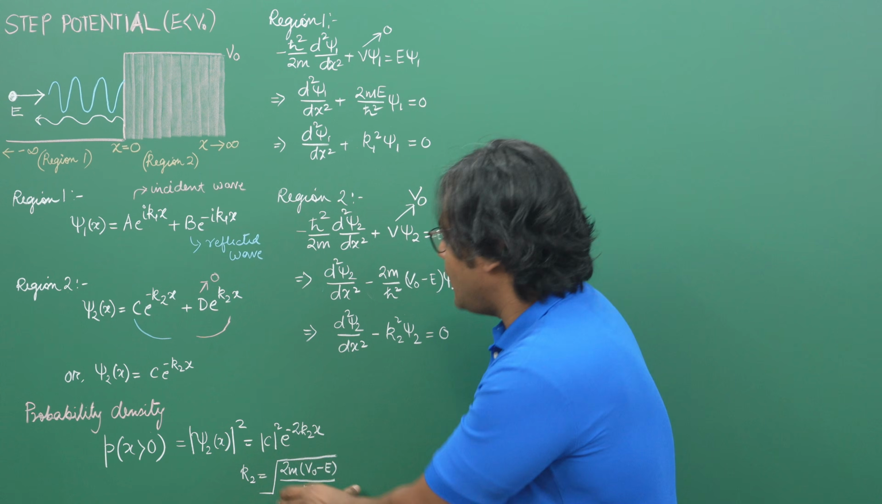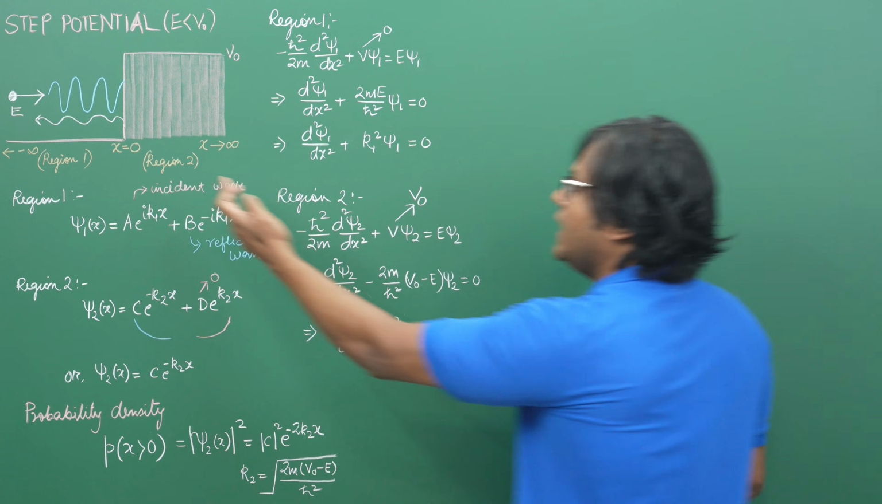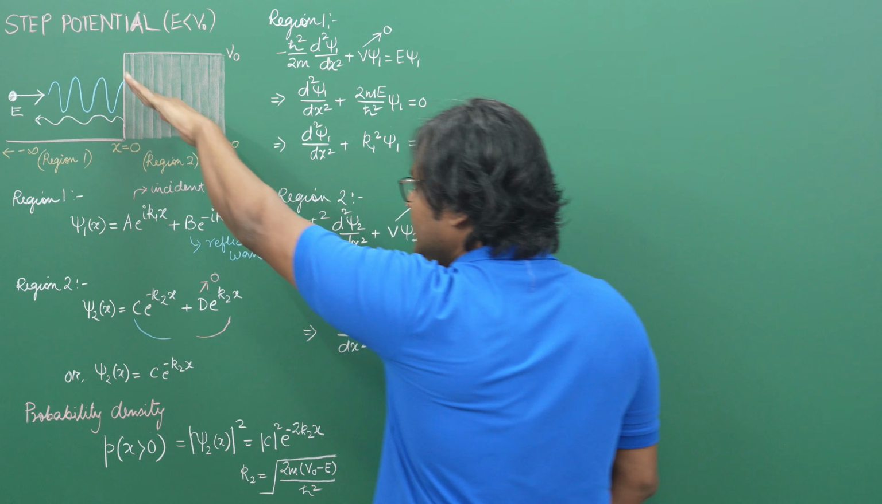So this is the probability, which, by the way, decreases exponentially from x is equal to 0. So there's an exponential decrease in the probability.